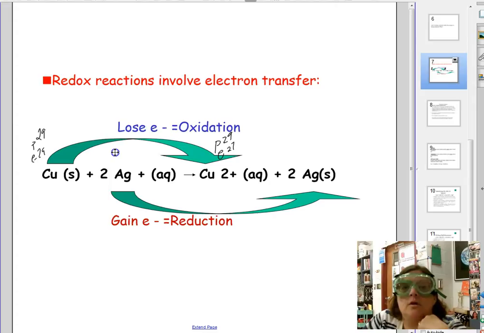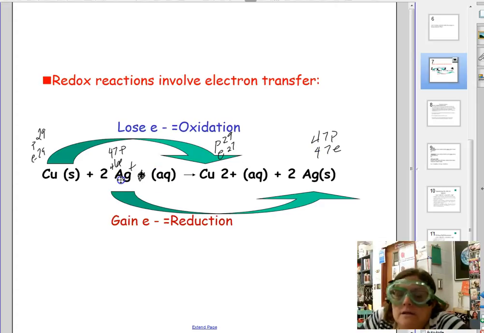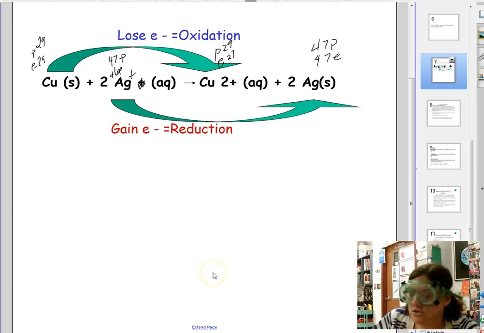Okay? Same thing going on with the silver. The silver has 47 protons here and 47 electrons. Over here, I lied. It's positively charged. That plus is throwing me off. It has 47 protons and 46 electrons. Over here, they are equal. So we added an electron into the silver. It gained an electron. Now, the way to tell is we write half reactions.